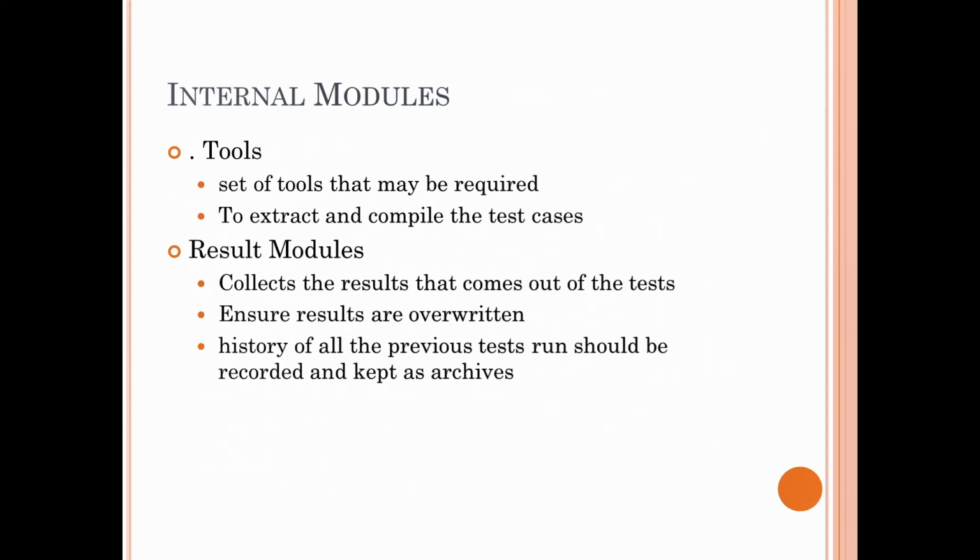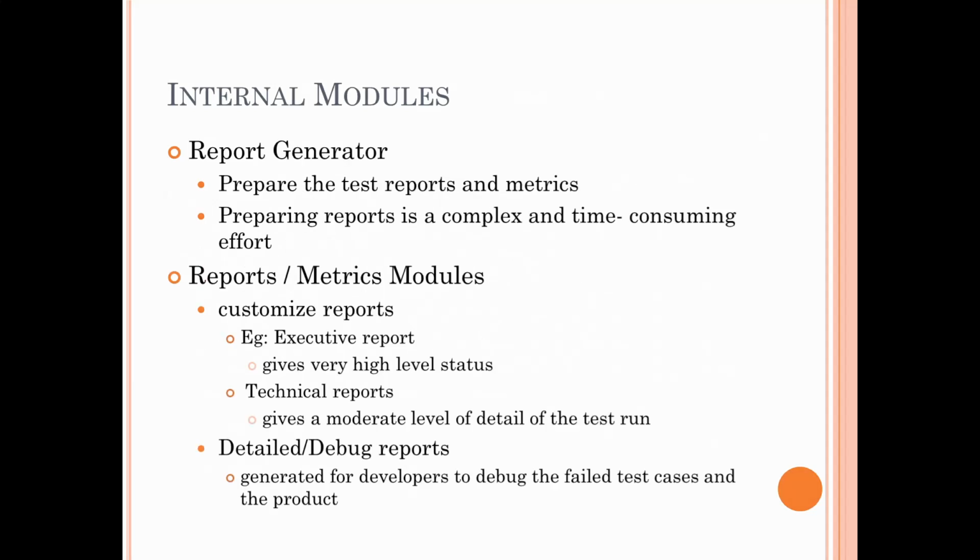The next component is tools. It has all tools to control as well as monitor the execution of the testing process. It helps to extract as well as compile the test cases. Then the result module. The result module collects the results that come out of the test, and it ensures that the results are not overwritten, so every result will be preserved. It also maintains the history of all previous test results so that they can be reviewed later, and old results are gathered and placed in the archive.